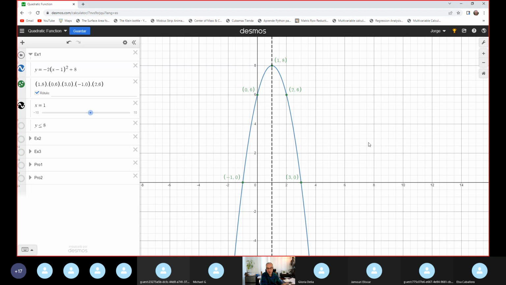Travel parallel to the x-axis. Therefore, that point is 1,6. So you subtract: 1 minus 1 is 0,6. And so you add in the other direction to the right, 1 plus 1 is 2,6. So basically the distance is the same.